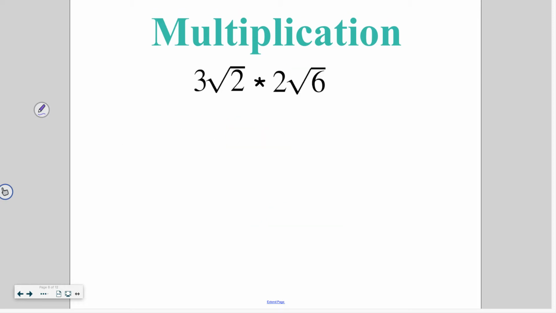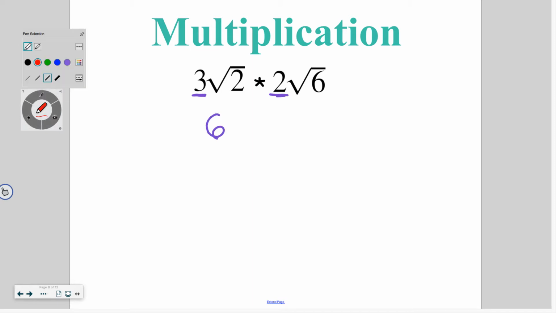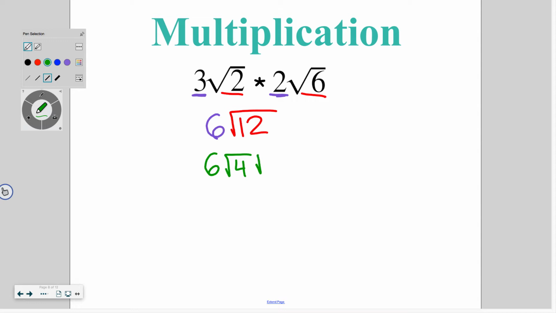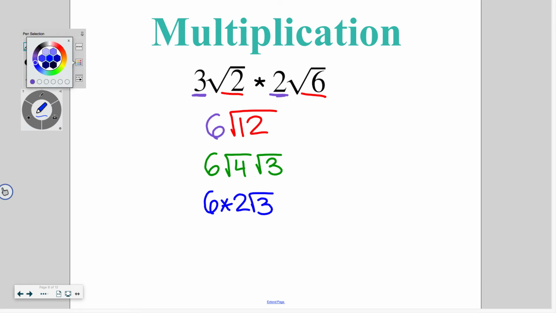So when we're looking at this, I've got a 3 on the outside and a 2 on the outside. Those get multiplied first. So 3 times 2 gives me 6. Then on the inside, I've got a 2 and a 6, which is going to give me the square root of 12. Then to finish this problem, we want to check for simplification. I can split 12 into 4 and 3. Once I do that, I can take the square root of 4, which gives me 6 times 2 square roots of 3. 6 times 2 is going to give me 12 for a final answer of 12 square roots of 3.